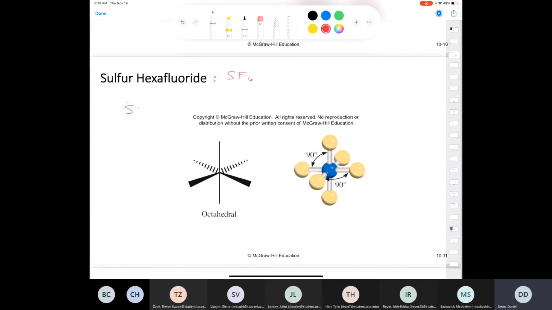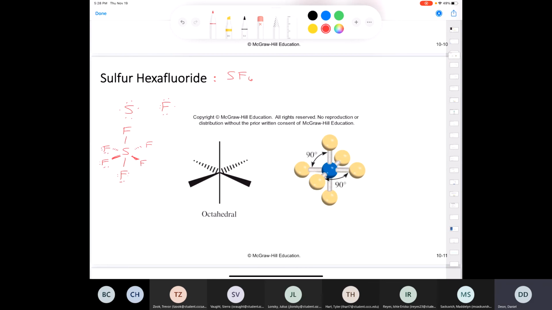Sulfur has 1, 2, 3, 4, 5, 6 valence electrons. Fluorine has 7, one unpaired electron. So SF6 is going to look like this, where I'm going to have some fluorines going to the back, other ones coming out in front. If I draw my, I got hydrogen on the brain, if I draw my octahedral shape correctly, it's going to look something like this.